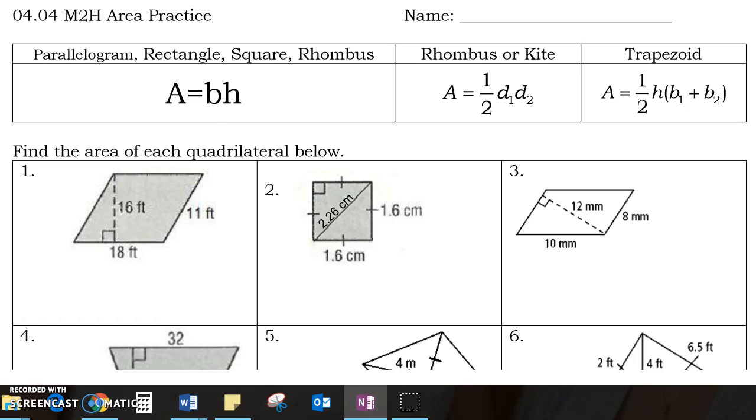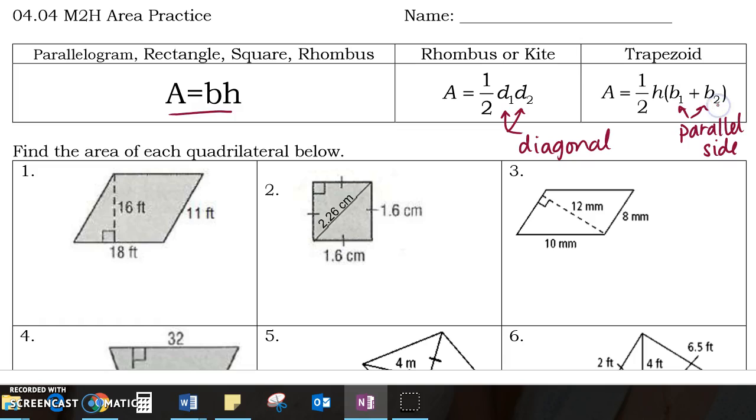But here are 3 different formulas that you will have to have memorized for our test. And this one shouldn't be new to us, but these 2 might be a little new. The one thing I want to note for these is that this says 1/2 D1, D2. These D's, both of them, stand for diagonal. Okay, so it's the whole length of the diagonal if it's a rhombus or a kite. And then here we have 1/2 times height times base 1 plus base 2. And just as a reminder, the bases are the parallel sides. Okay, these are the parallel sides.